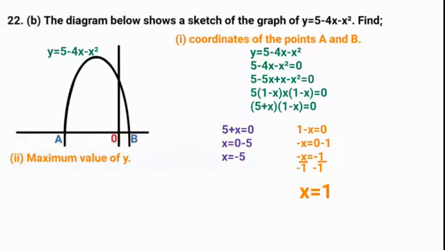Okay, now once we have done this, we can go to the graph and try to come up with the coordinates. Remember, we are told to find the coordinates of A and B. So let's go to A.